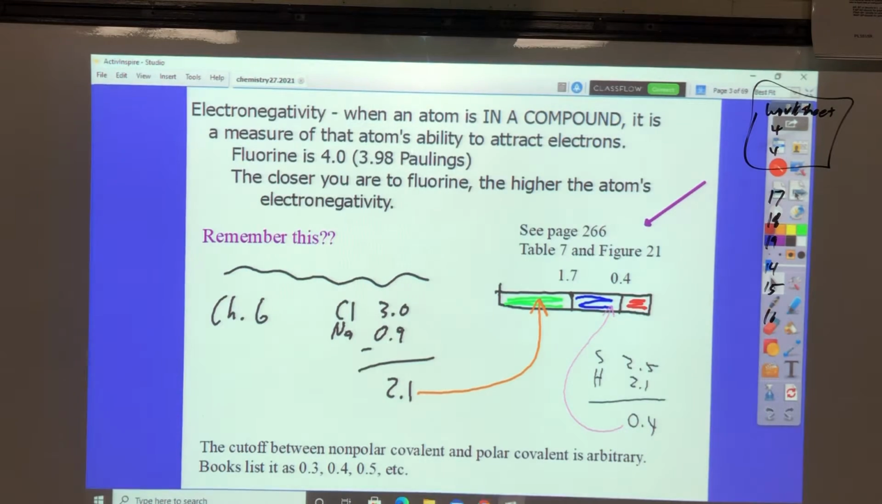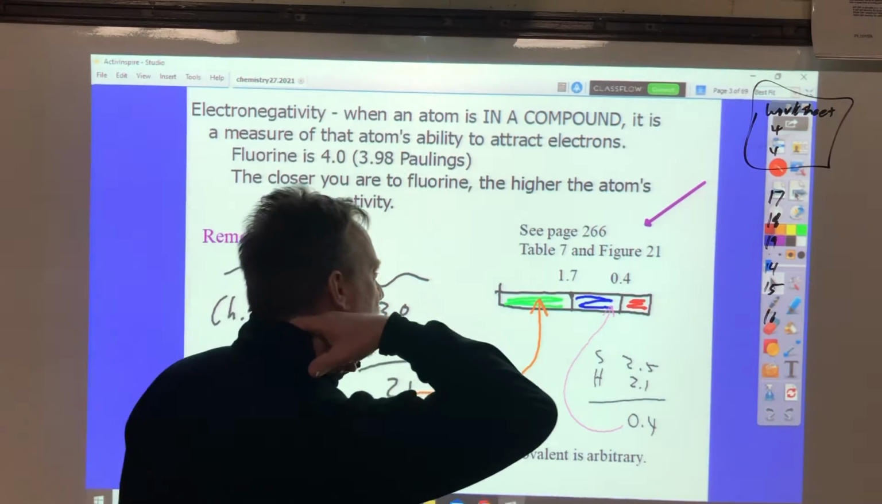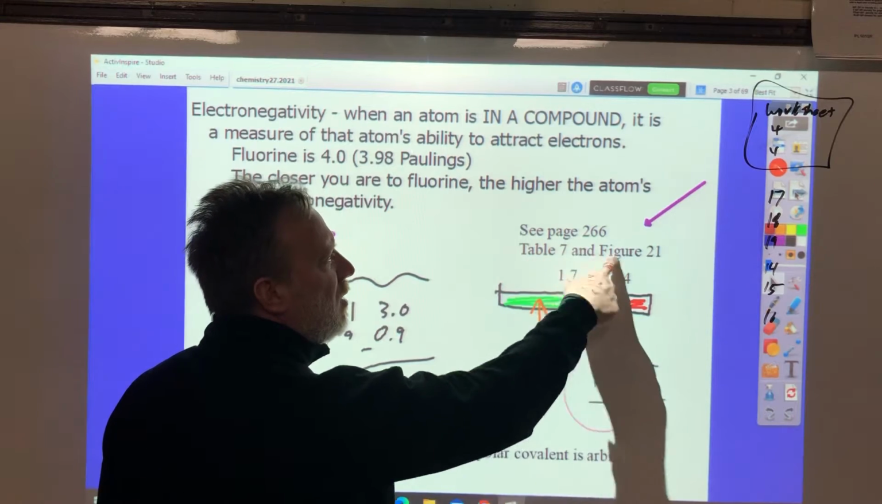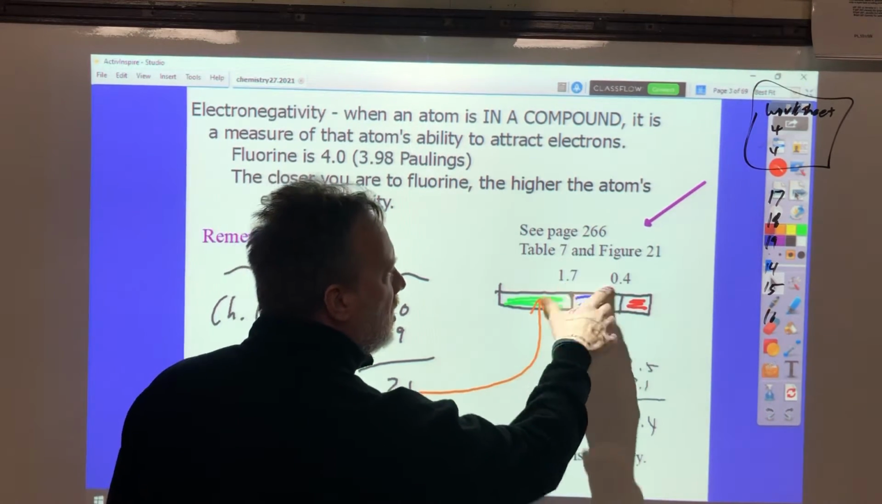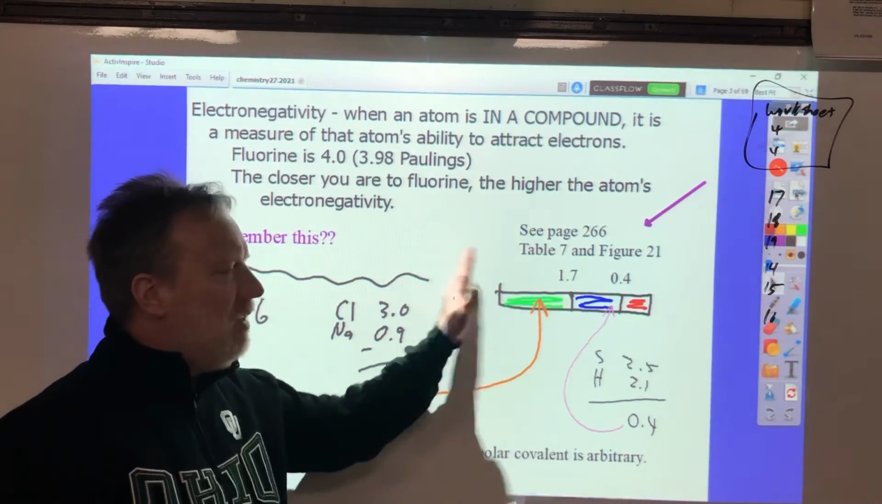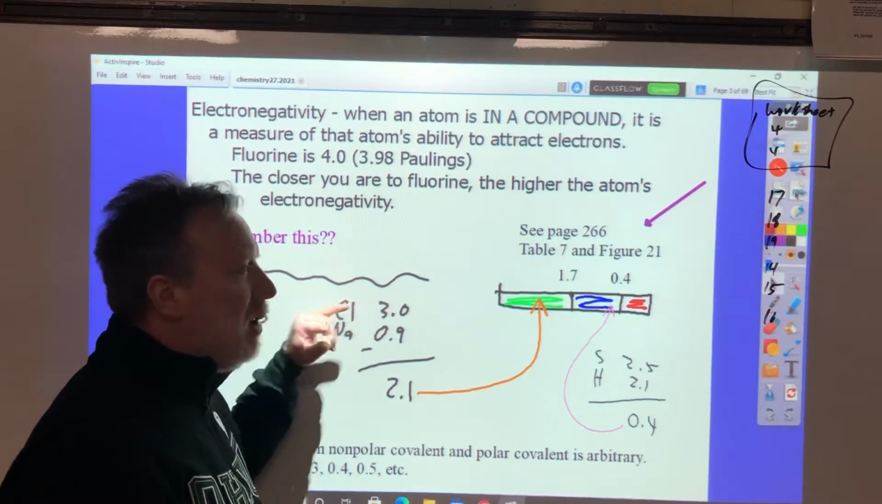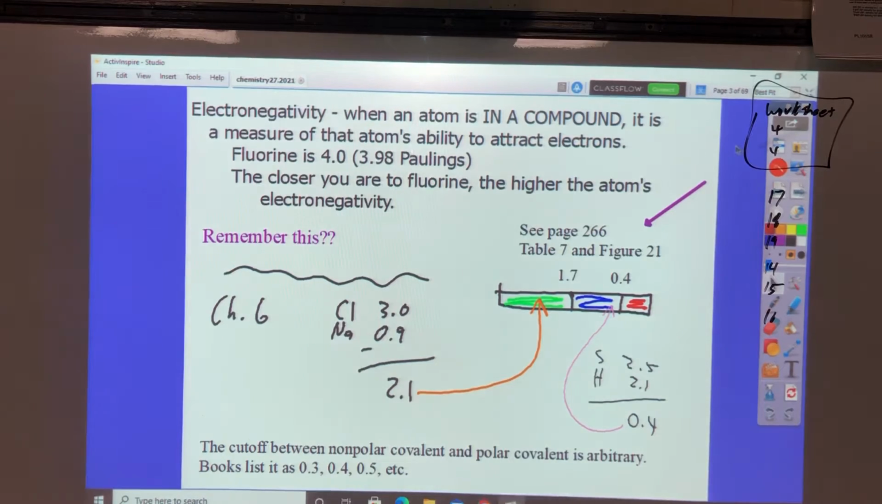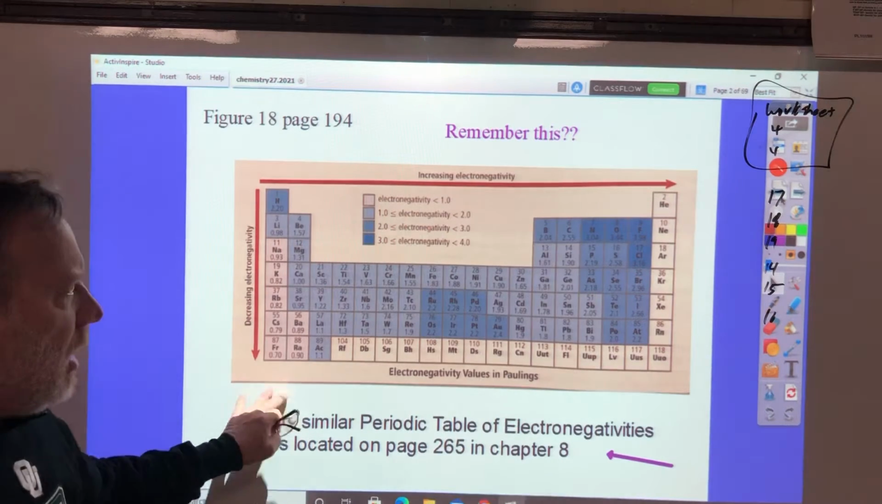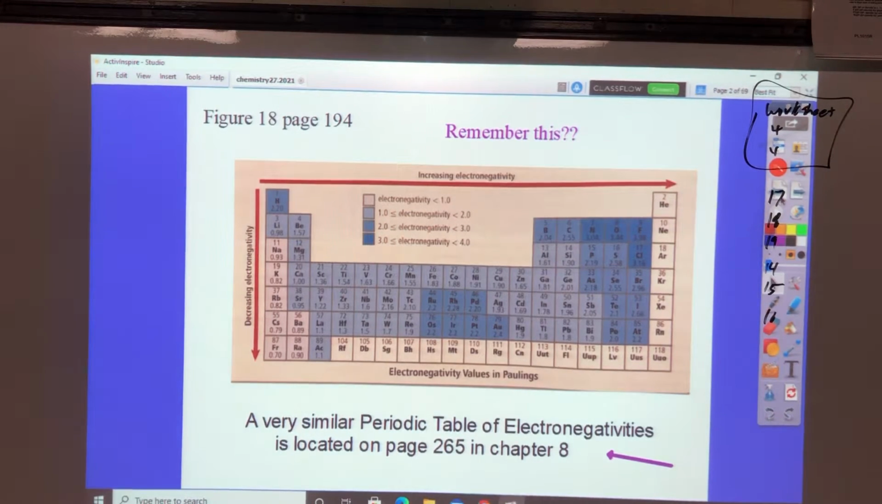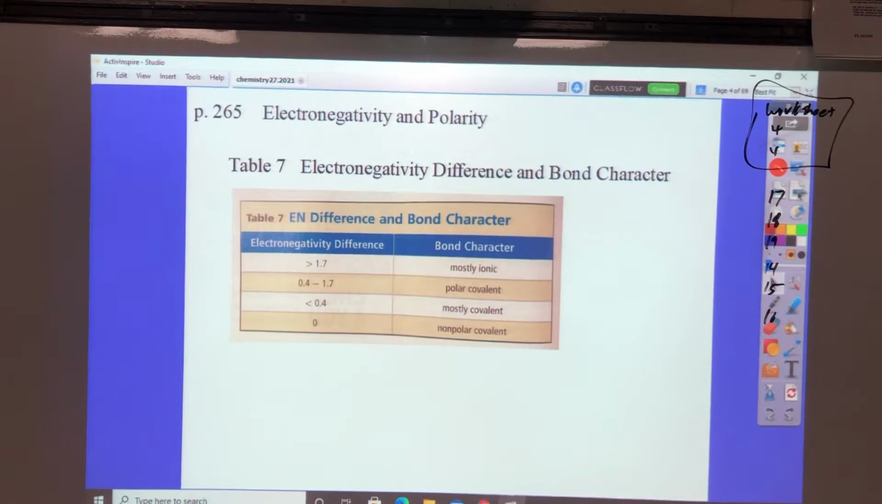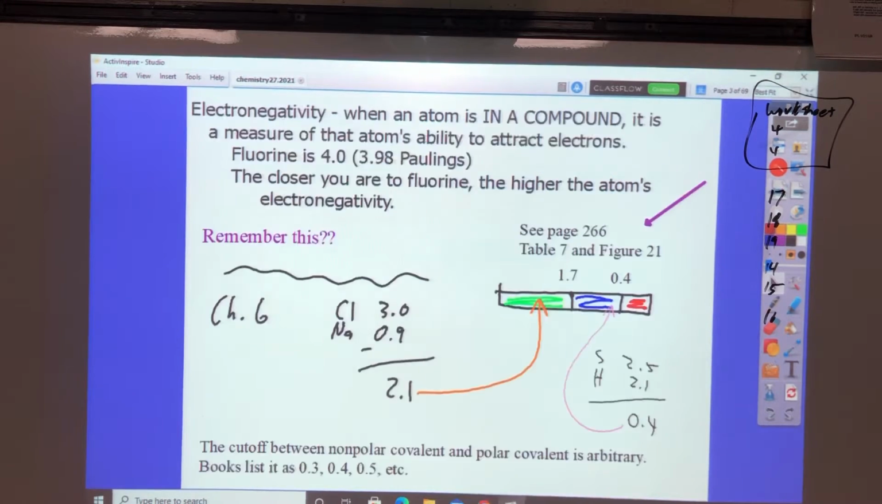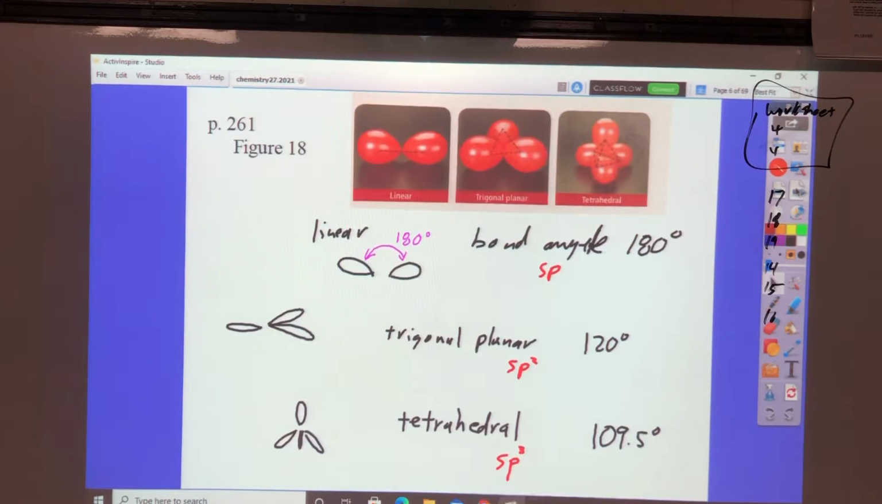We were talking about, back then, that if you went to page 266, table 7 and figure 21, you'd see how electronegativity difference is calculated. You find two electronegativities from this table, and then you subtract them. Okay, and then there's table 7. As I said, use table 7 and use figure 21, which is probably, where'd it go?